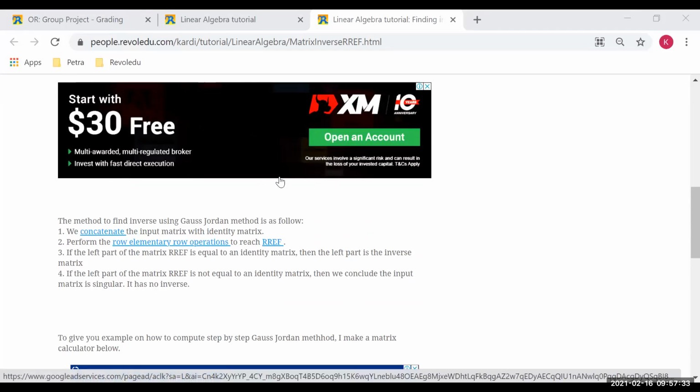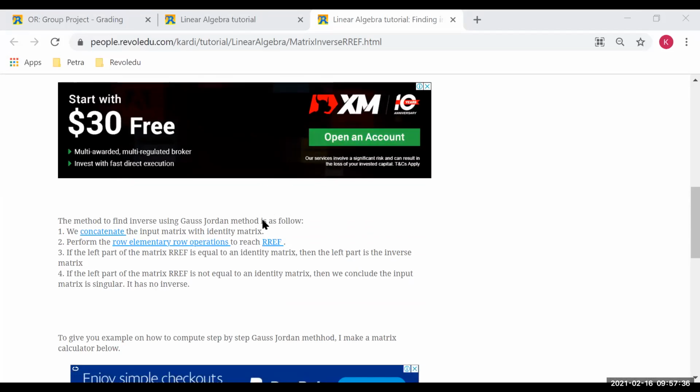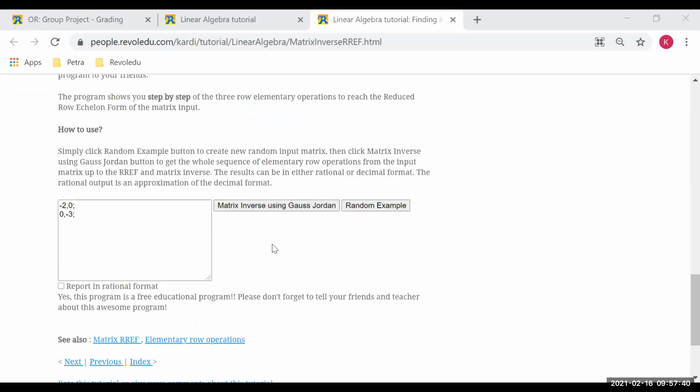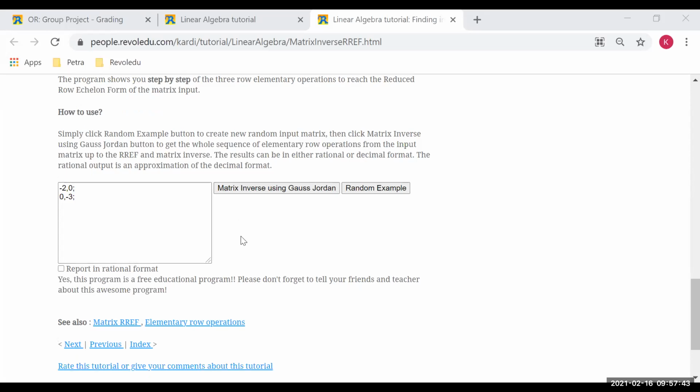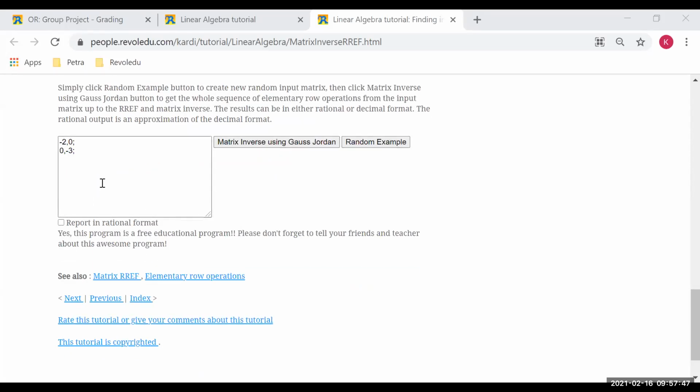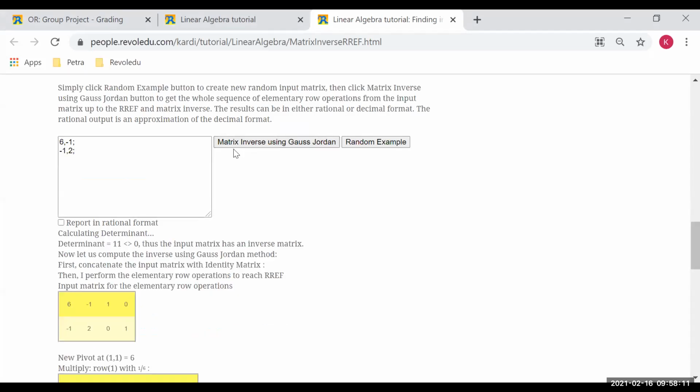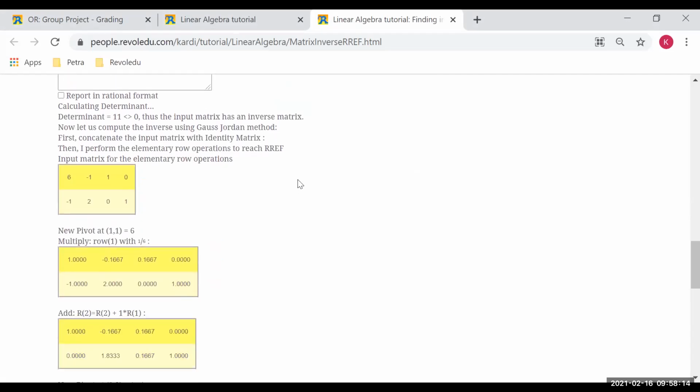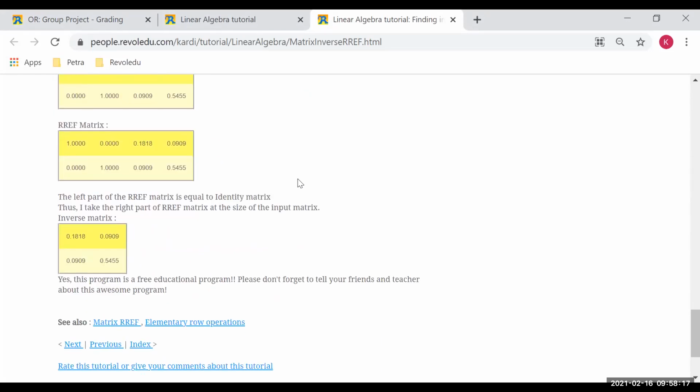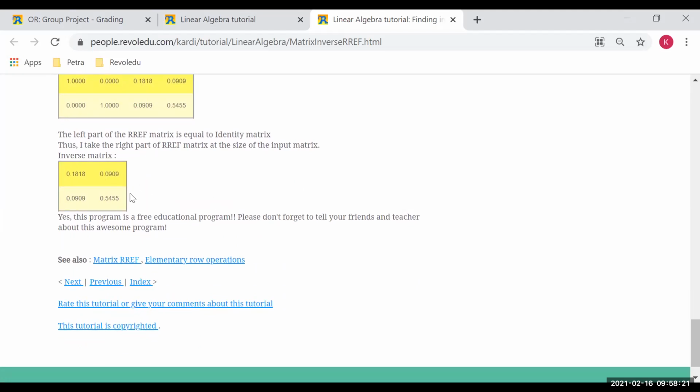Okay, so this is it. This is to find the inverse matrix using Gauss-Jordan. In here you just put the matrix. For example, I have 6, minus 1, minus 1, and 2. So I will put there 6 comma minus 1, and then minus 1 comma 2, right? And then I will find the matrix inverse there. So this is the calculator on how to calculate matrix inverse. And finally, you get the result.